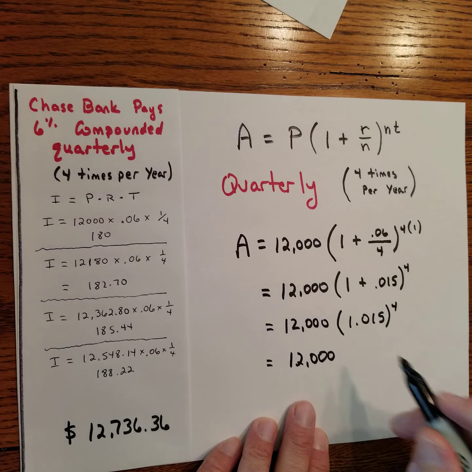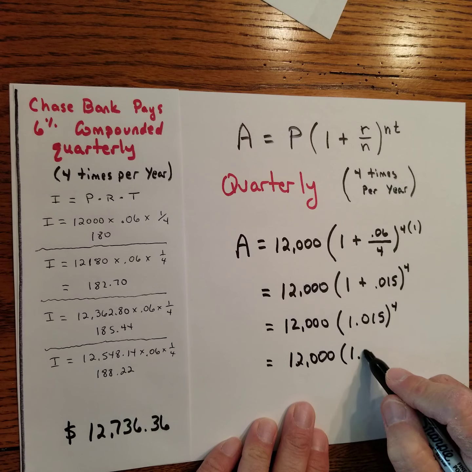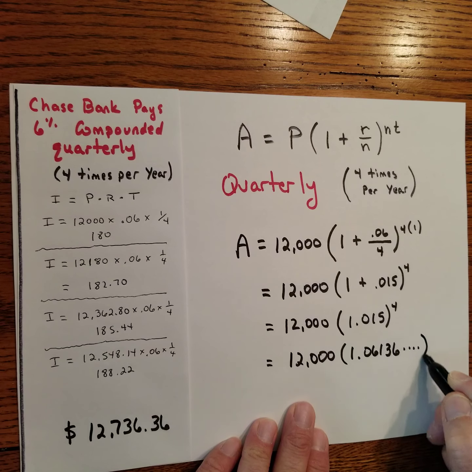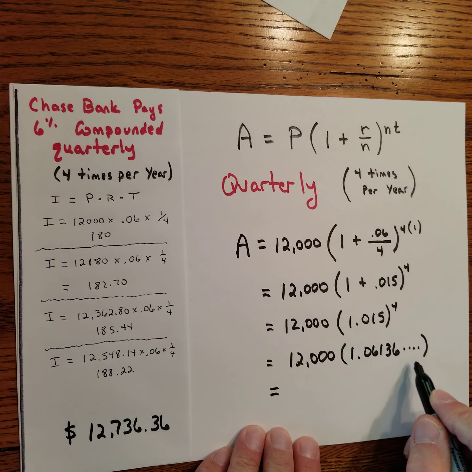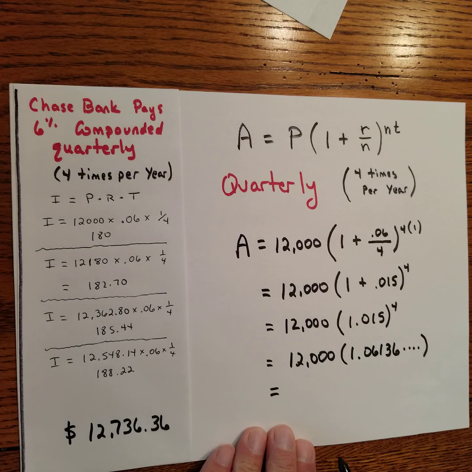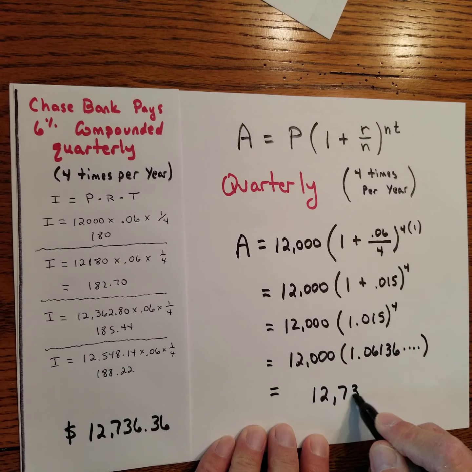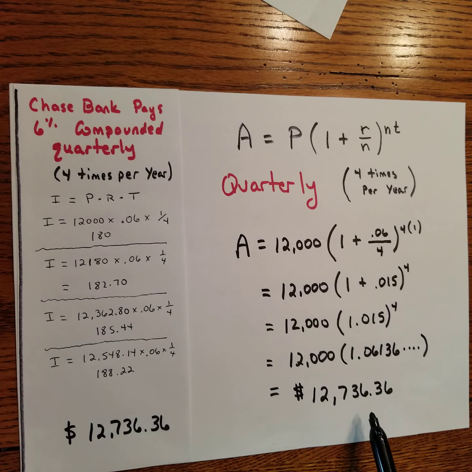When you do that, you'll get a very messy decimal. My calculator says 1.06136, and then there's a whole bunch of digits. Just leave the whole thing on your calculator and then hit times 12,000. And your calculator will give you $12,736.36. That's the same answer we got by using the simple interest formula 4 times. We can use this formula once and get the final answer straight away.